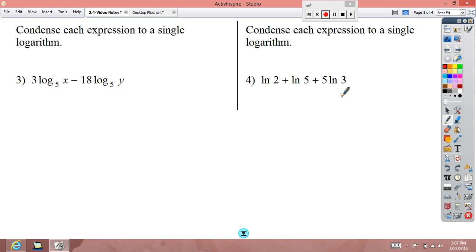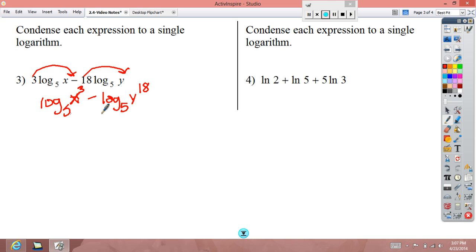Okay, so what I notice in number 3 is I have some coefficients. So I know that these are going to come up to become exponents. So log base 5 of x to the 3rd minus log base 5 of y to the 18th.